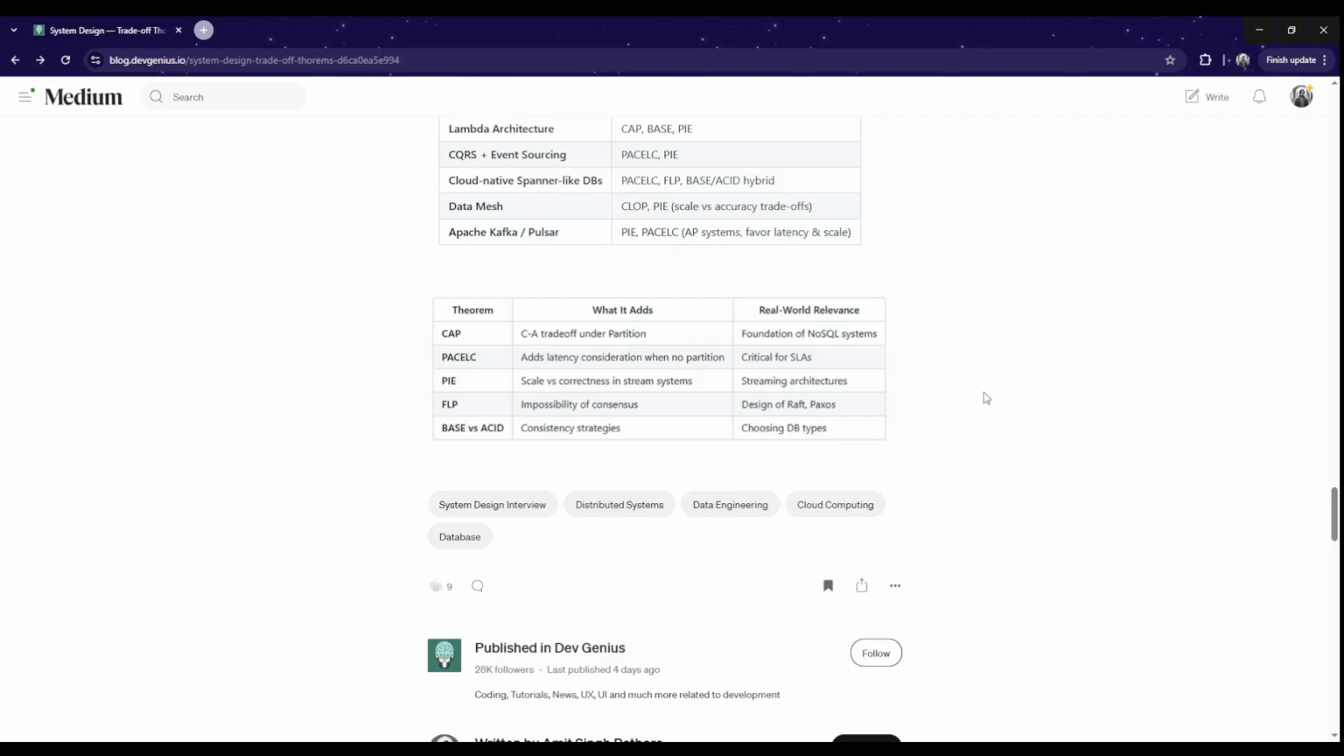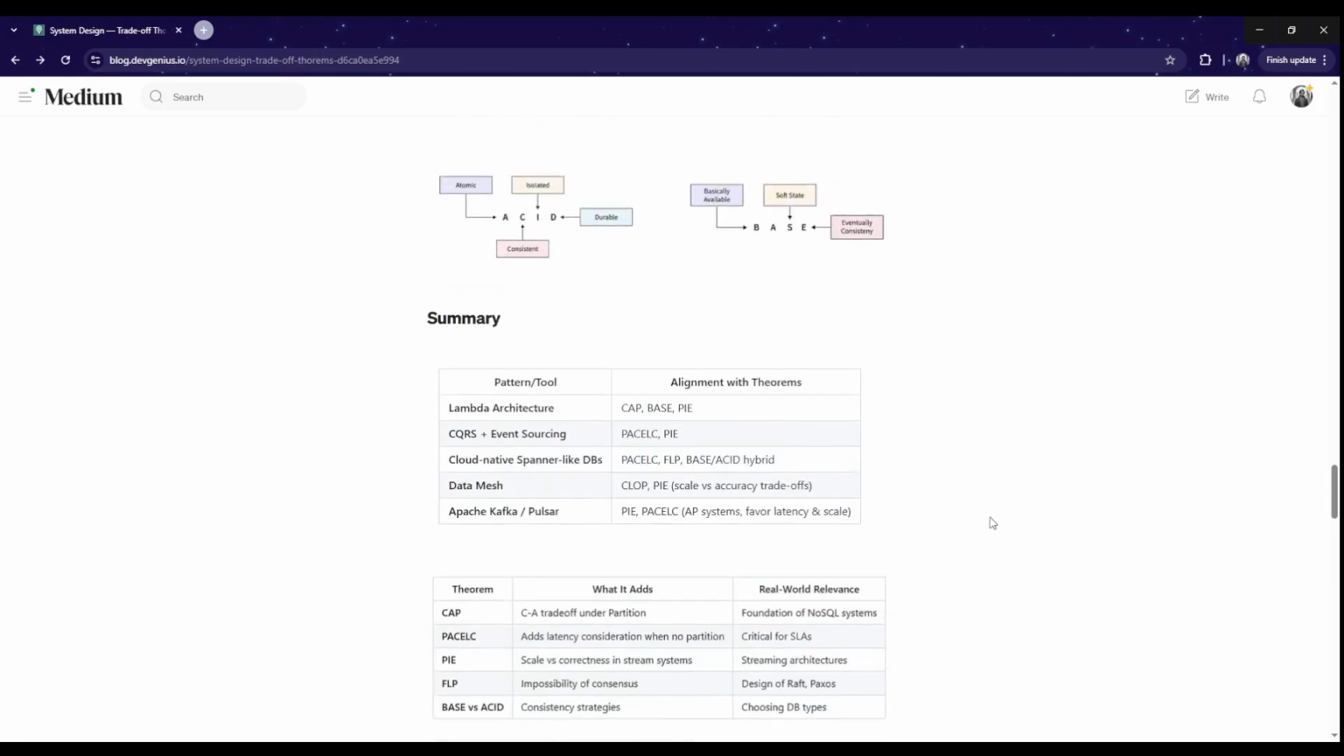FLP is the impossibility of consensus, so this is how we design Raft or Paxos algorithms. This is based on these trade-offs. BASE versus ACID is something which is about what type of DB we should be choosing for a system.